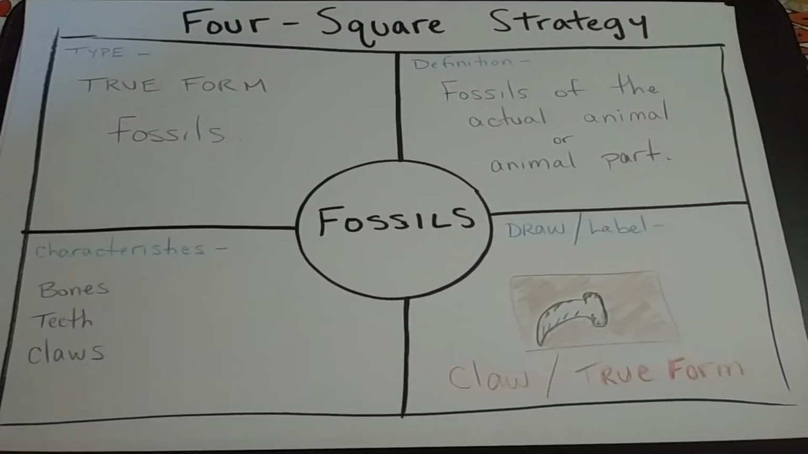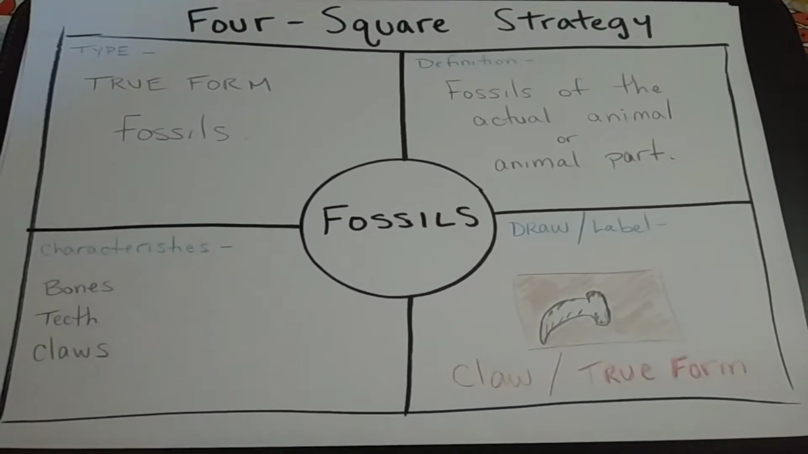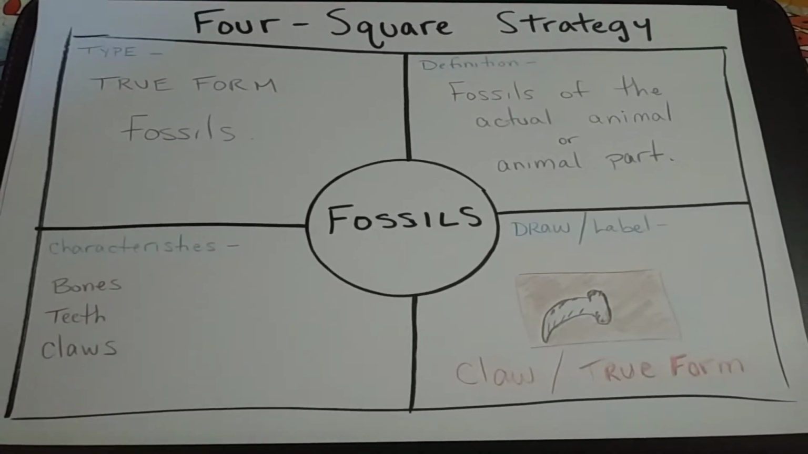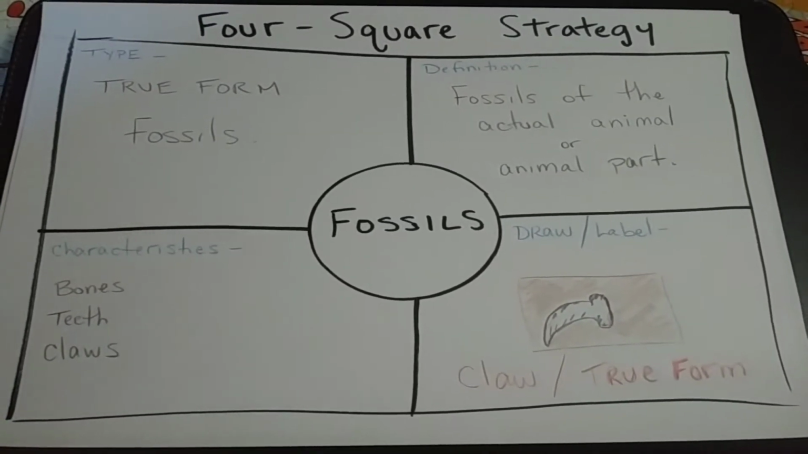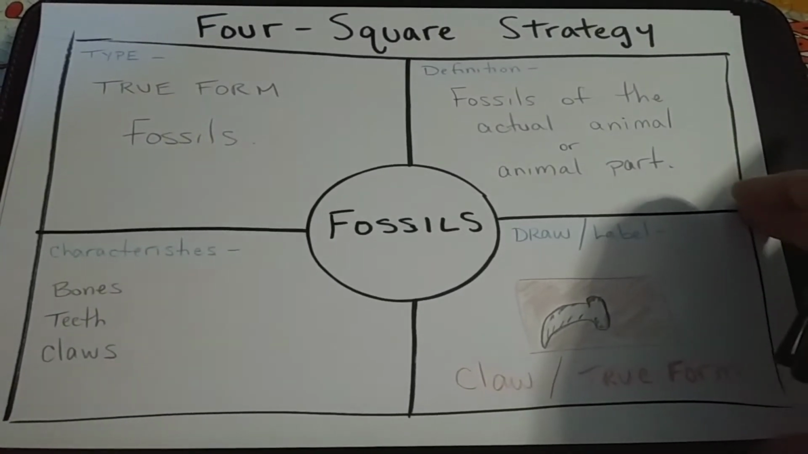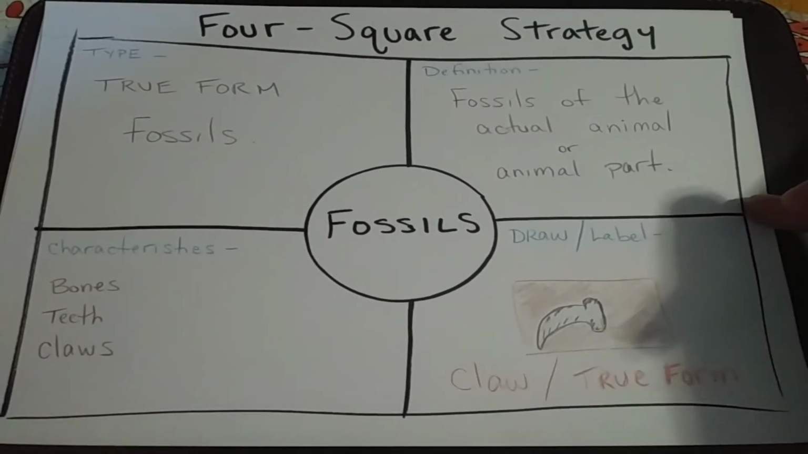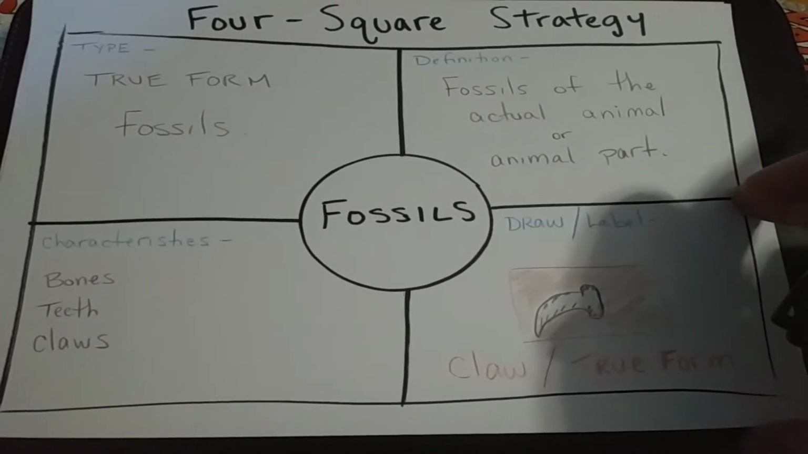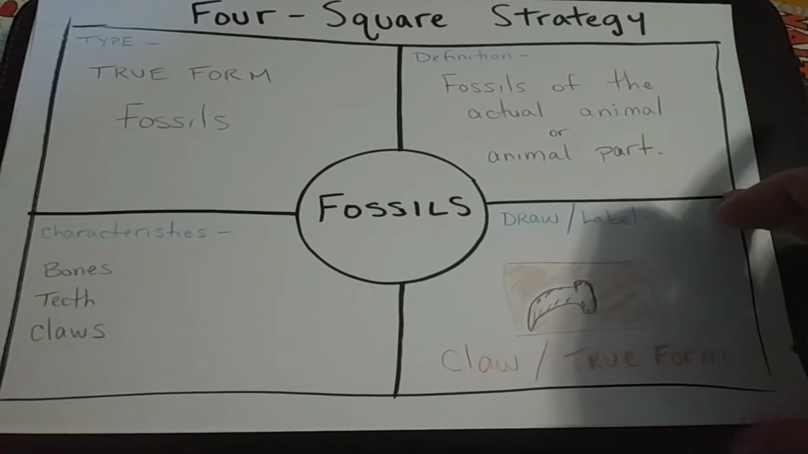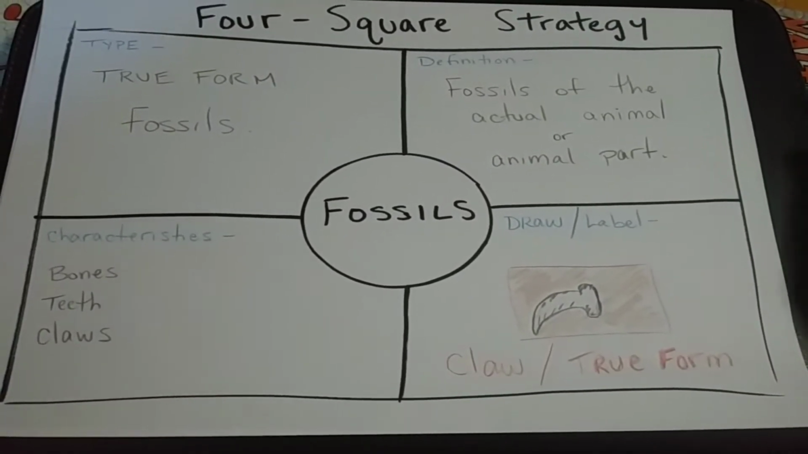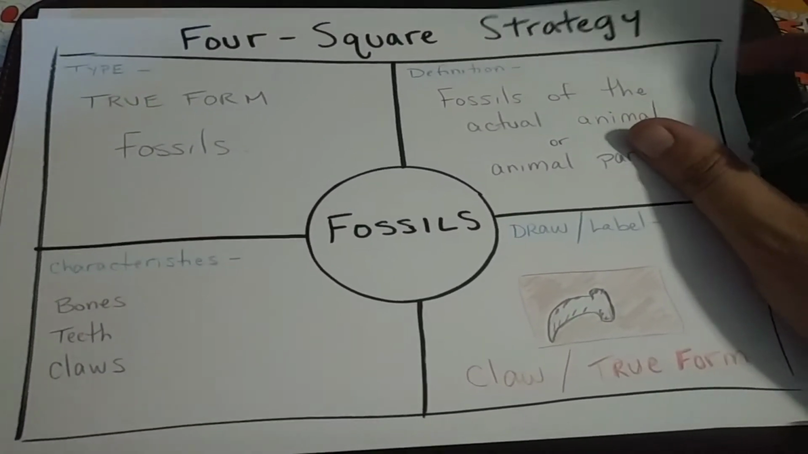Hey guys, okay, so we're going to go over the four-square strategy. This is a strategy that has been modified from the Frayer model. For our purposes today, we're going to do 5th grade science, and we're going to do it over fossils. With this strategy, it's fairly simple.